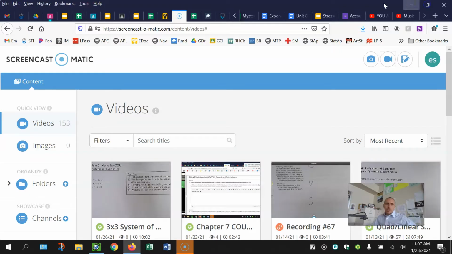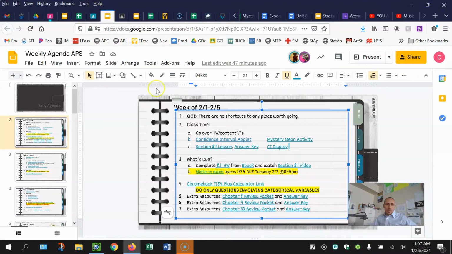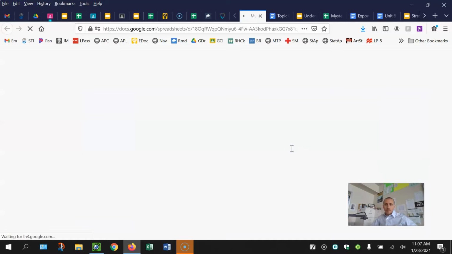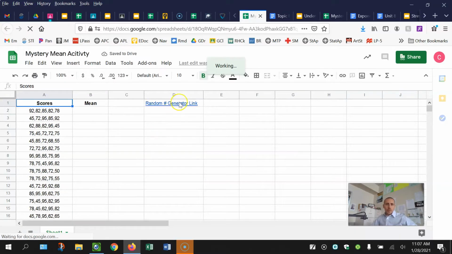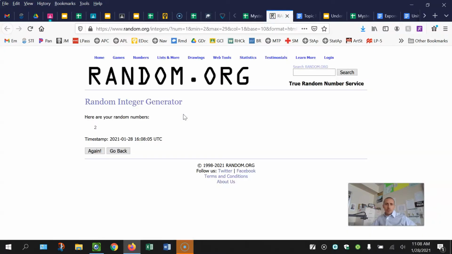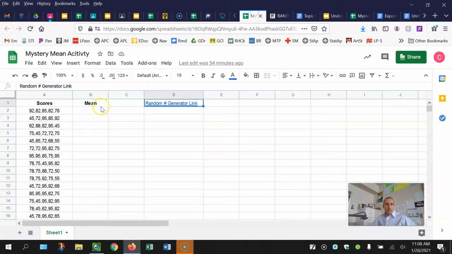So what you're going to need to do is get on the agenda for this week, which you'll see here, and open up this mystery mean activity. Once you have this open, you are going to click on the random number generator link, and that's going to generate a random number for you from 1 through 20. My number's 2. So I'm going to come back here, row 2. Those are going to be the scores that I use.